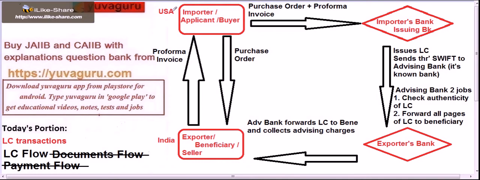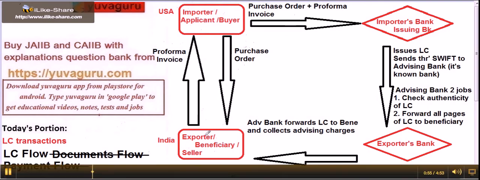There is a buyer in USA and there is a seller in India. They want to do the business. So the buyer first sends the purchase order to the seller, saying I want to purchase these goods. Then the seller in India prepares a pro forma invoice and sends it to the buyer. Now this buyer has his purchase order plus the pro forma invoice. This pro forma invoice gives the tentative rate of the goods which would be exported from India.